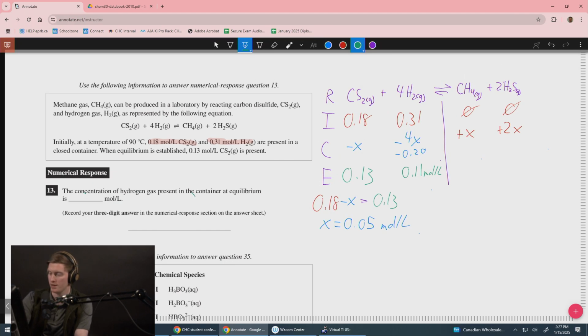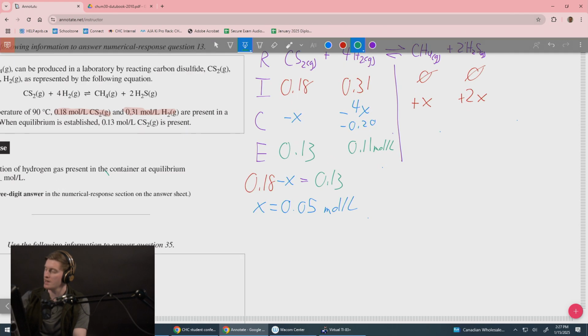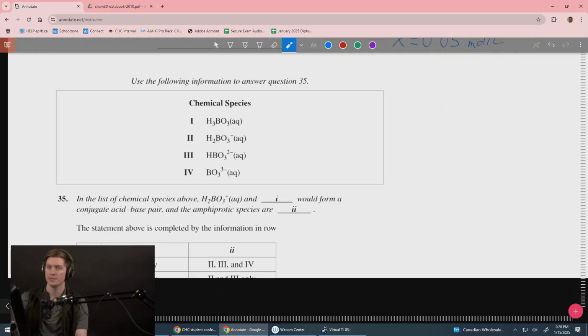So I'm going to put that in our blank here, 0.11 moles per liter. The others are going to increase by a value of x. So you're going to have plus 0.05, and then 2x would be plus 0.10. So the equilibrium concentration of methane would be 0.05 moles per liter, and our equilibrium concentration of hydrogen sulfide would be 0.10 moles per liter. And here are all of our equilibrium concentrations if we needed to find a Kc value. Next question.